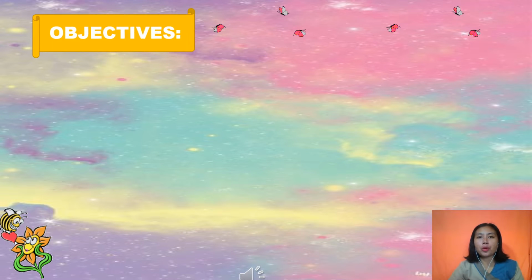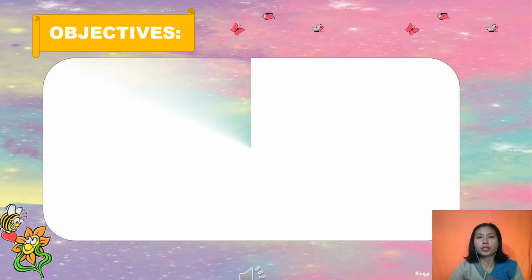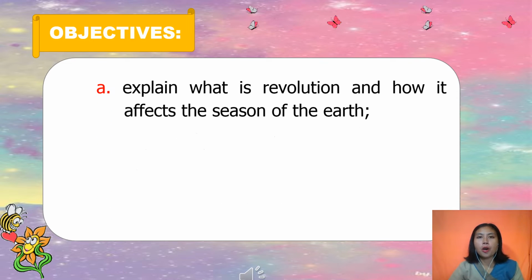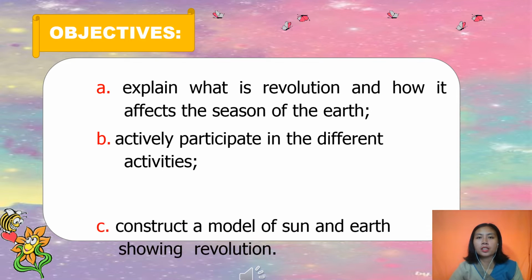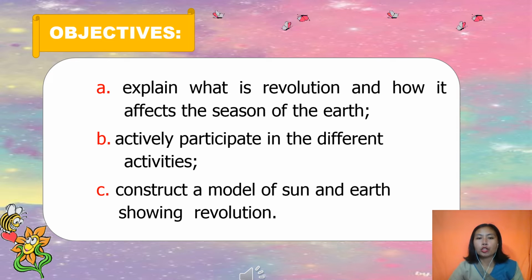Before we proceed to our discussion, let us learn the different learning objectives for this lesson. First, explain what is revolution and how it affects the season of the Earth. Second, actively participate in the different activities. And lastly, construct a model of Sun and Earth showing revolution.